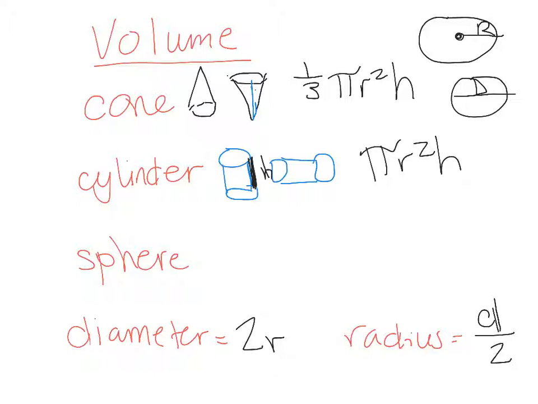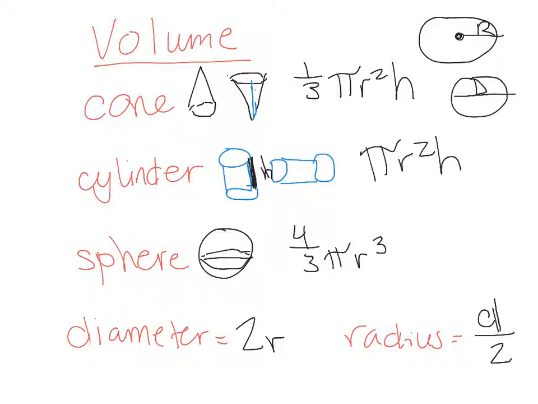Your sphere is a little different. You can think about a sphere as any kind of ball: baseball, softball, volleyball, marble, bouncy ball, golf ball, wiffle ball. The formula for that one is 4/3 pi r cubed. Another way, you could do 4 times pi r cubed divided by 3. You'll end up with the same thing with the fractions.